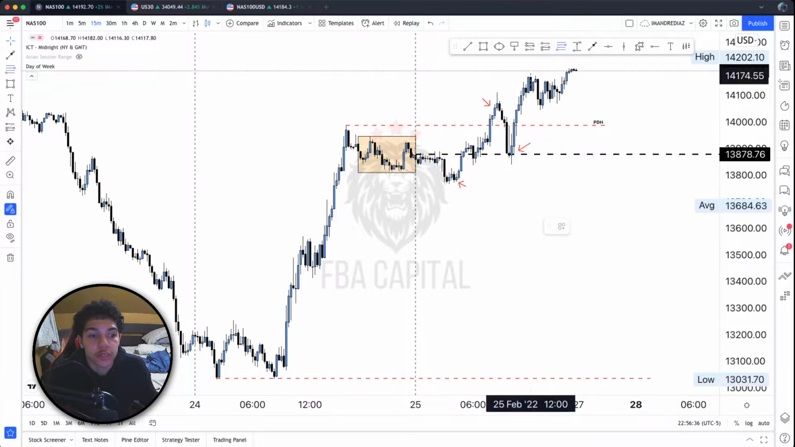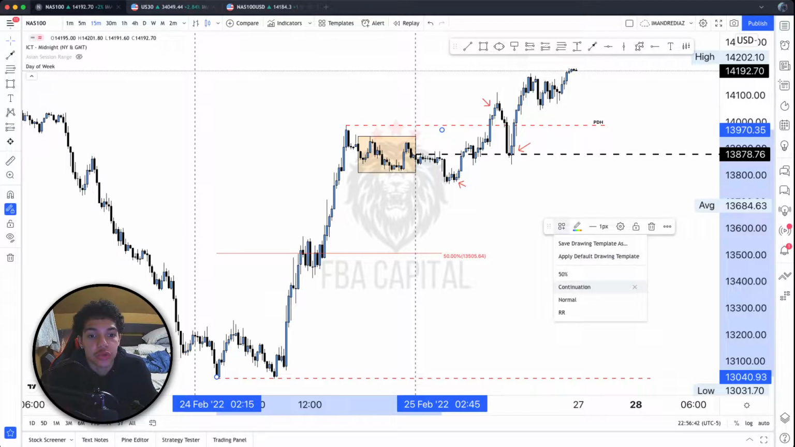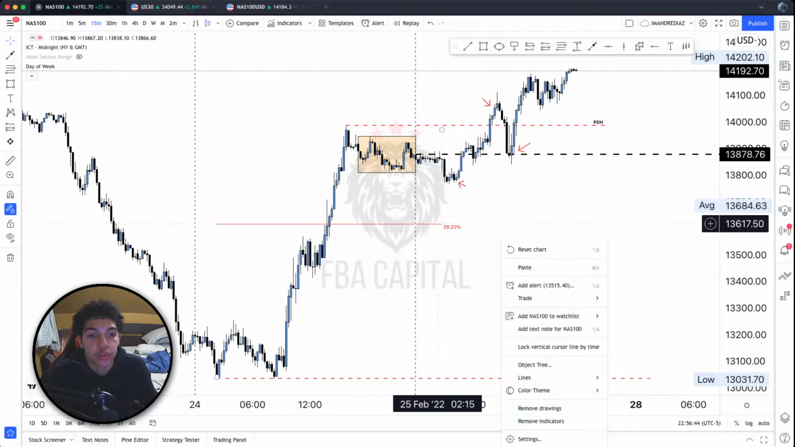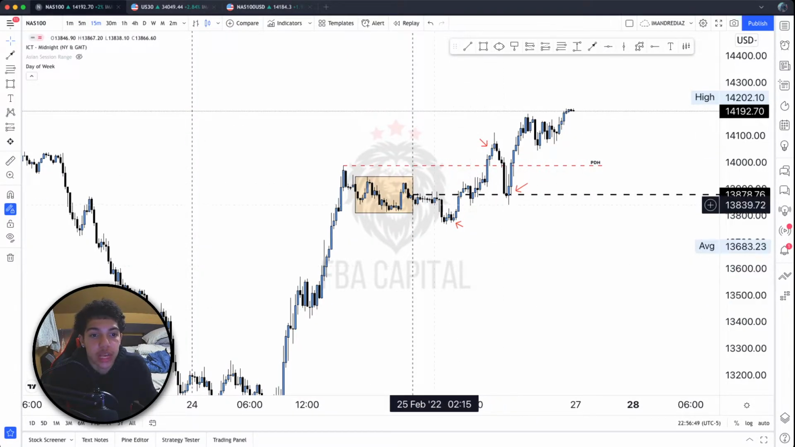So first things first, let me check. If I put my fib from the previous day's low to this high right up here, let's see if we had a potential continuation move, which we didn't. So overall, that didn't happen. But now let's just pay attention to what's happening right here.